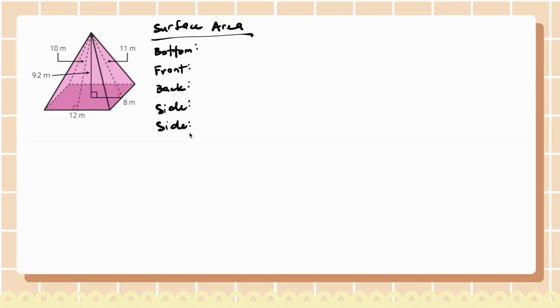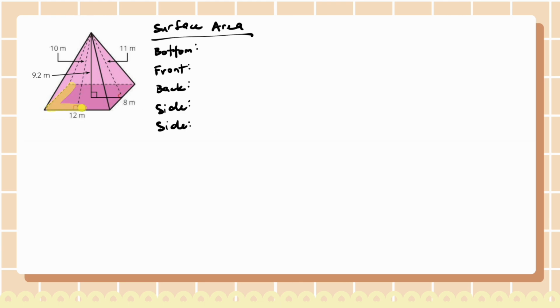Now the main difference between a square pyramid and a rectangular pyramid is notice that these dimensions on the bottom are not the same, which means that the triangles in the front and the back are going to be different than the triangles on each of our 2 sides, left and right. So let's go ahead and try solving for them.